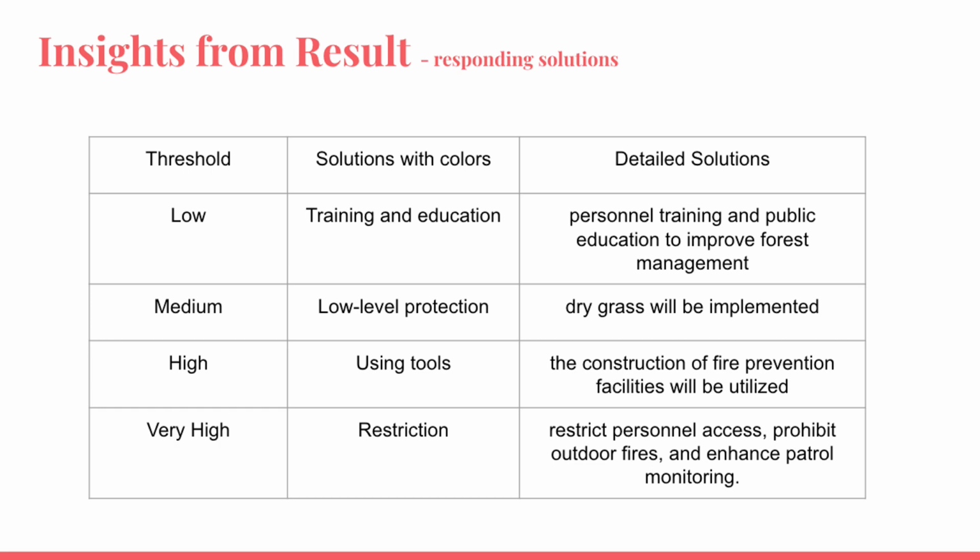For the high threshold, we will use some tools to protect forest. The construction of fire prevention facilities will be utilized. Finally, for very high threshold, restriction is necessary. We will suggest the government restrict personal access, prohibit outdoor fires.